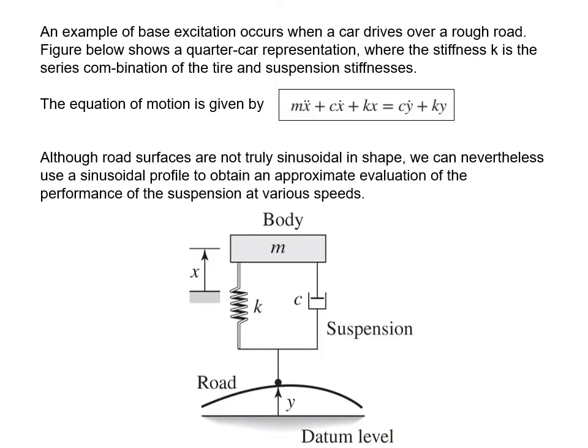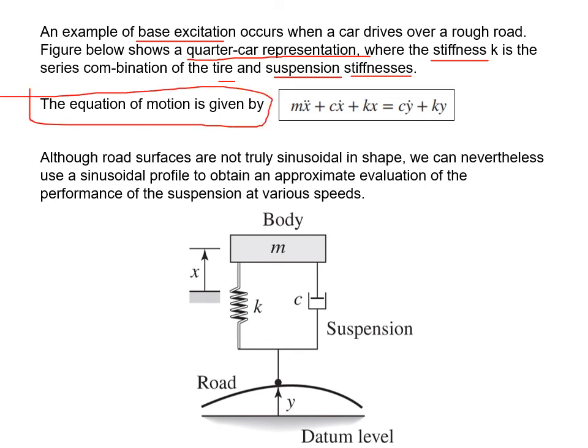Now, a specific example of when this base excitation occurs is a vehicle. We have a car that drives over a rough, bumpy road. The figure below is called a quarter car representation, where our k, our stiffness, is a combination of our tire and suspension stiffness combined. This gives us that general equation of motion we just saw previously: m x double dot plus c x dot plus k x is equal to c y dot plus k y.